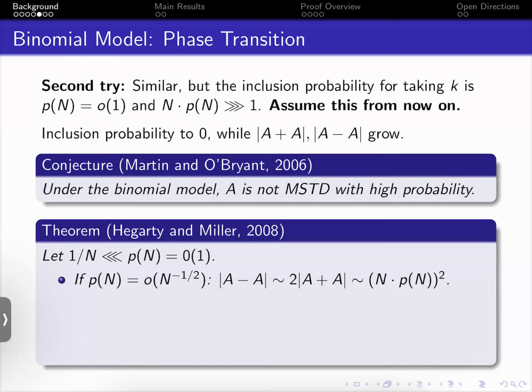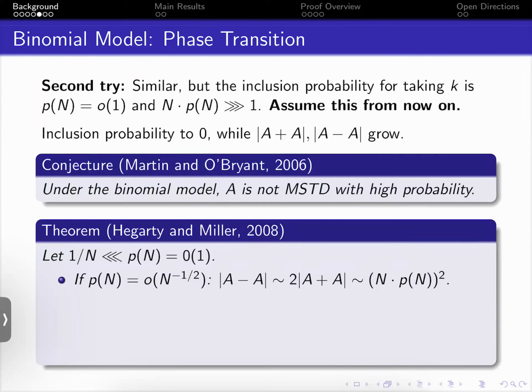So if P of n is decaying faster than n to the minus 1/2, then it's actually very easy to show that for almost all A, there are twice as many differences than sums. And the reason to think about this is, if my decay is faster than n to the minus 1/2, then I expect to have fewer than n to the 1/2 elements in the set. I have n possible elements, probability of less than 1 over n to that 1/2 for each one. So I have at most on the order of n to the 1/2 elements.